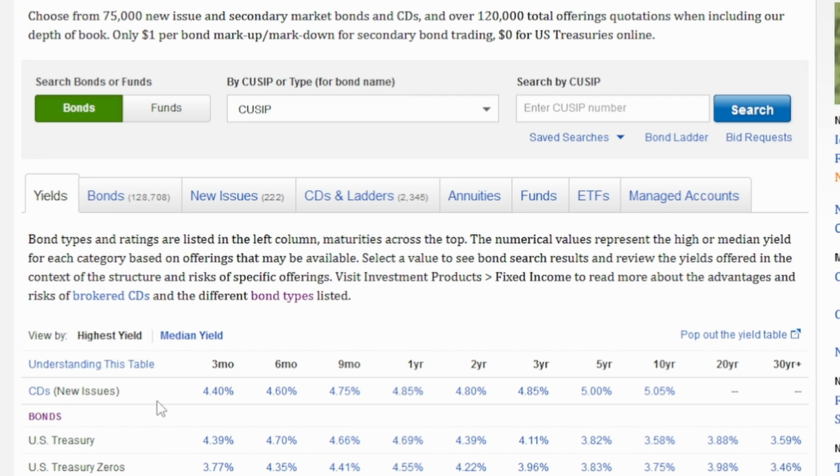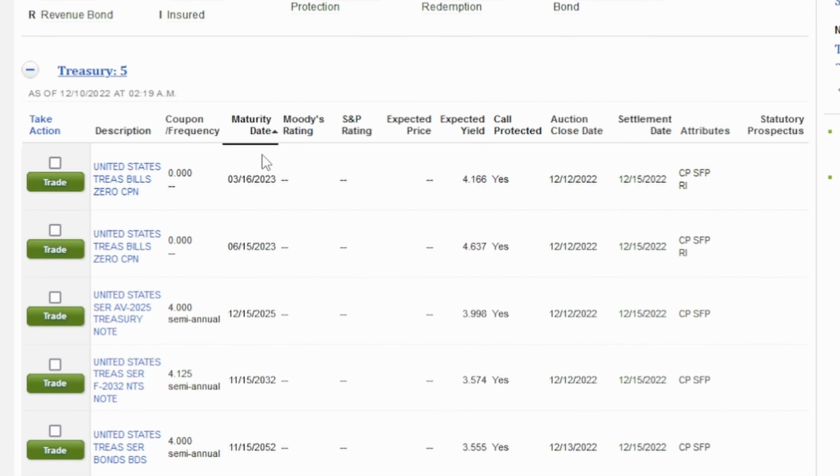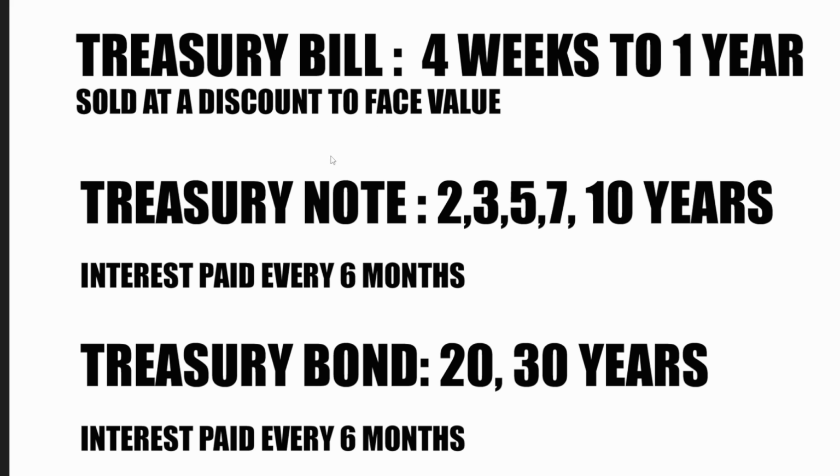So if you want to buy a new Treasury at auction, you click up here, New Issues, and click on Treasury, and you see there's 5 of them here. Now, there are Treasury bills, Treasury notes, and Treasury bonds. The bills are from 4 weeks to 1 year, and they are sold at a discount to face value. So you buy them cheaper than the face value, and you receive face value when they mature. That's your interest. The Treasury notes come in denominations of 2, 3, 5, 7, and 10 years, and interest is paid every 6 months. The Treasury bond comes in 20 and 30 years, and interest is also paid every 6 months. I'm just going to call everything a bond just so you don't get confused.